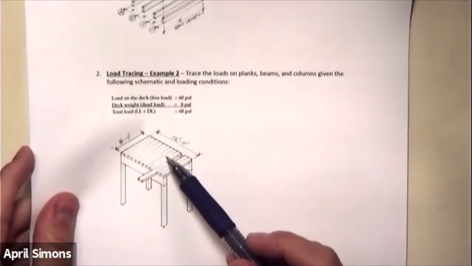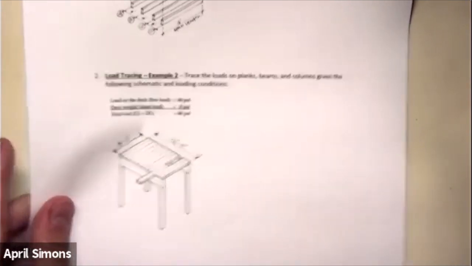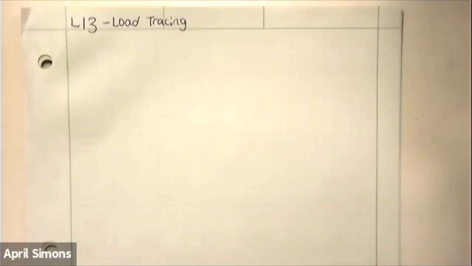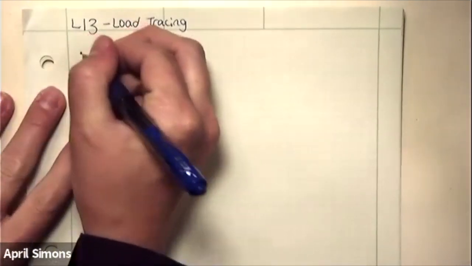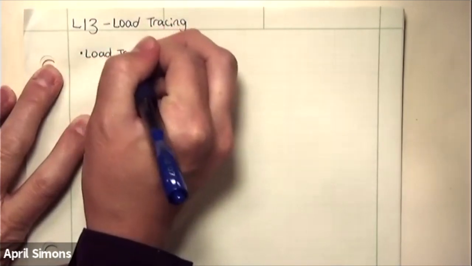We can look at a configuration like this and understand that the loads start at the top of the structure and they end up in the ground. But the challenge is figuring out that load path, and then tracing those loads through each of the structural elements. So let's start out like we typically do and define what load tracing is.